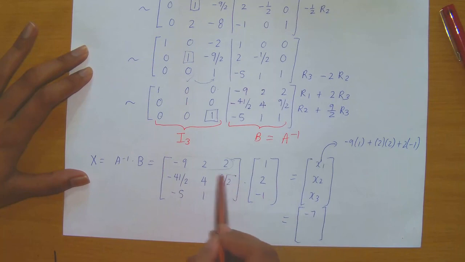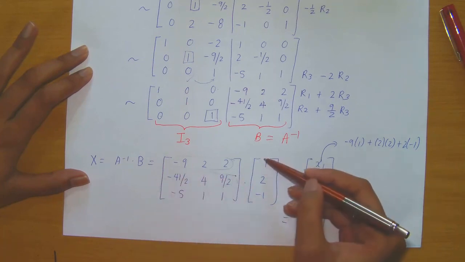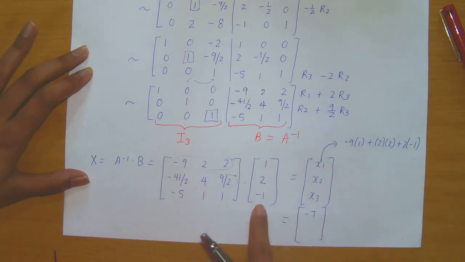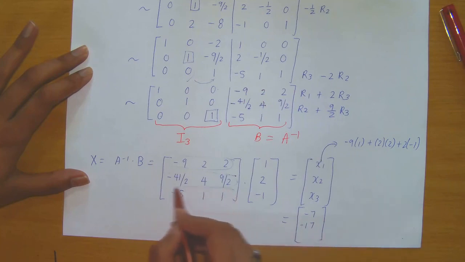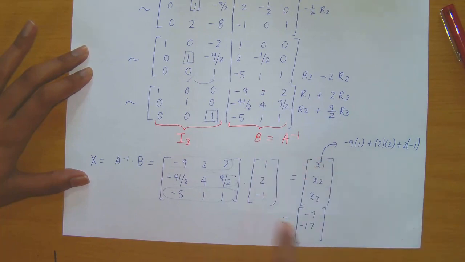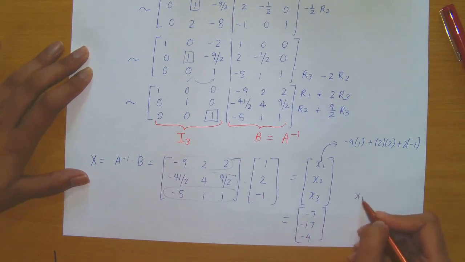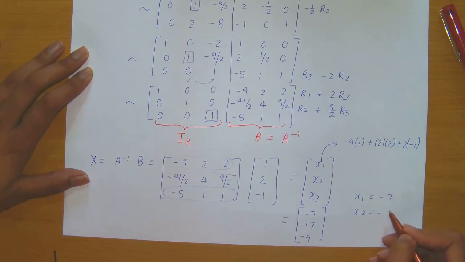Repeating the procedure, taking the entries in row 2 being multiplied to corresponding entries in the column and adding them together, you get -17. And repeating for the third row, taking the entries in the third row, multiplying to the corresponding entries in the column, you will then get a solution of -4. So X1 equals -7, X2 equals -17, and X3 equals -4.